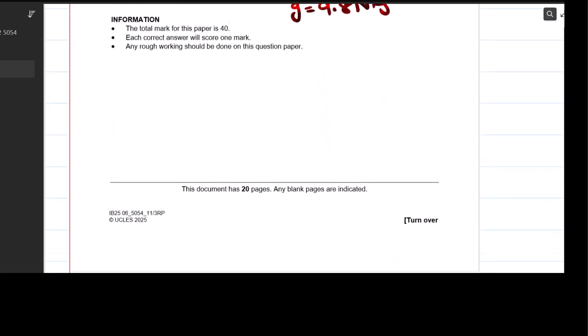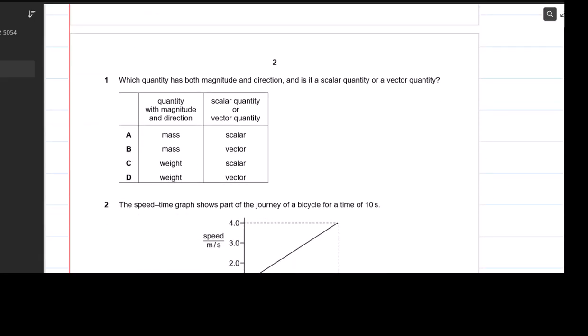So in this paper, the very first question is: which quantity has both magnitude and direction, and is it a scalar quantity or a vector quantity? We have to tell about the quantity which has both magnitude as well as direction. So beta, if you see a quantity with magnitude and direction, that is weight. Mass is a quantity which has no direction.